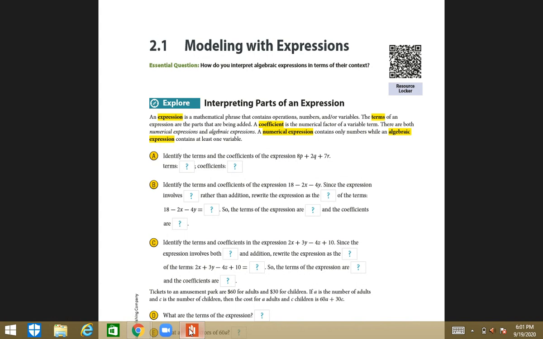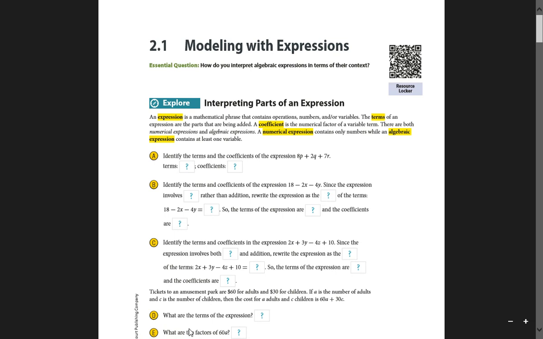So you have the definition of terms there. What do you mean by expression, coefficient, terms, numerical, and algebraic expression? So let's start from letter A. Identify the terms and the coefficient of 8p, 2q, and 7r. So what are the terms and coefficients?